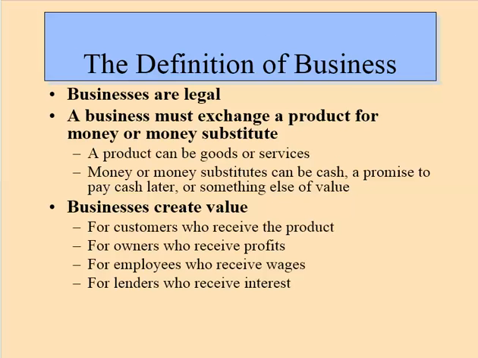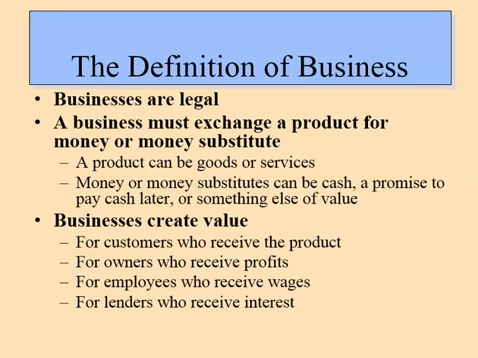The definition of a business is that it's a legal organization which attempts to create value by exchanging products with customers for money. An organization must have three elements to be called a business. So it's legal, it's empowered by the state to operate. It must exchange a product, often referred to as either a good or service, for money or some sort of money substitute.